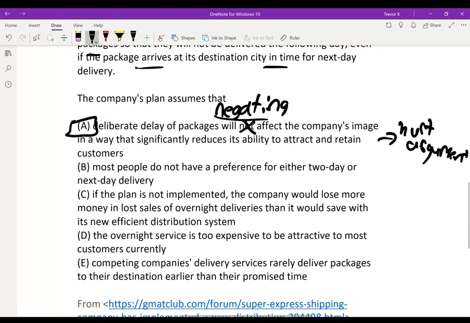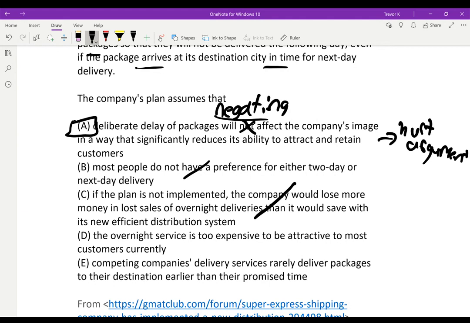All right. B, company's plan assumes that most people do not have a preference for either next day or two-day delivery. No, I mean, if they don't, then no one's going to care that they delay, so they're not going to want to switch to next day. C, if the plan is not implemented, the company would lose more money. No, we don't care. We just need to think that they're worried about losing sales of their next-day delivery service.